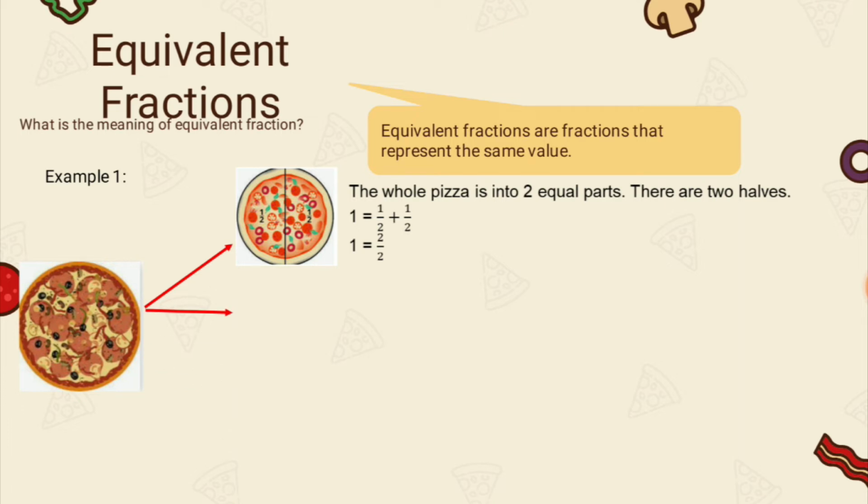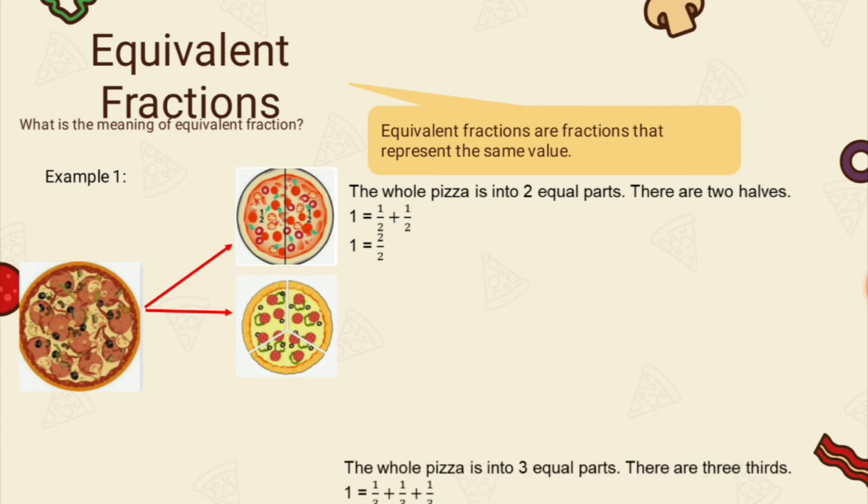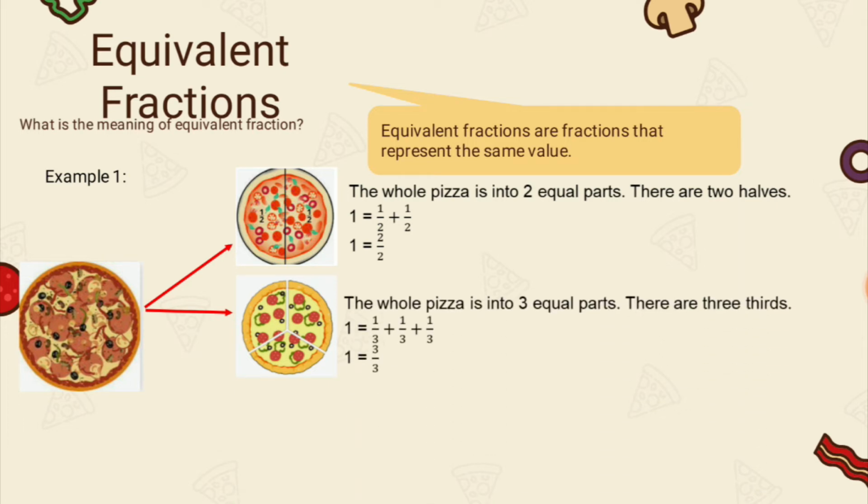1 whole is divided into 3 equal parts. There are 3 thirds. 1 equals 1 third plus 1 third plus 1 third. 1 equals 3 thirds. So 1 and 3 thirds are equivalent.